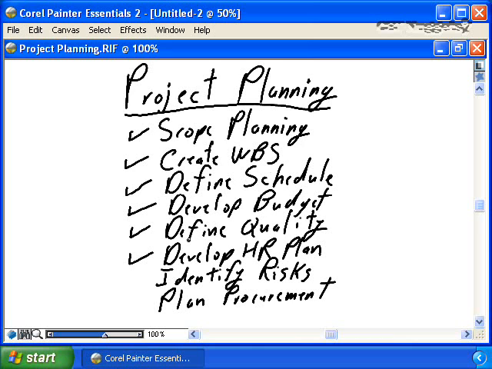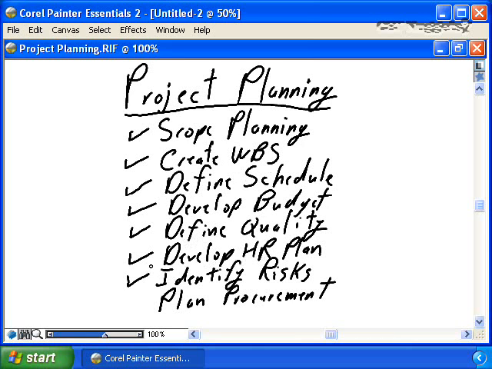We'll also develop HR plans to identify processes for training. We'll identify processes for team communications. We'll identify processes for conflict resolution, communications management. We'll ensure that we have the proper processes in place to ensure the team works effectively.